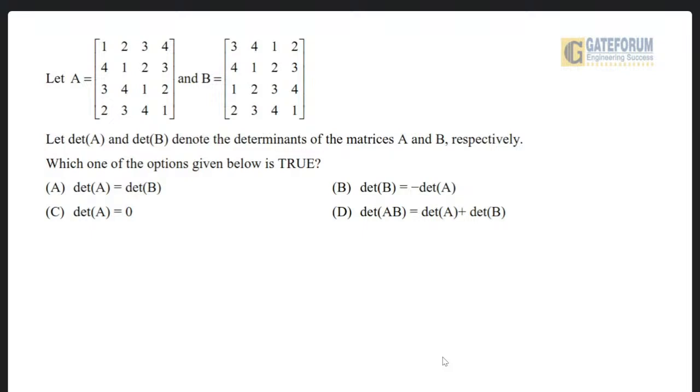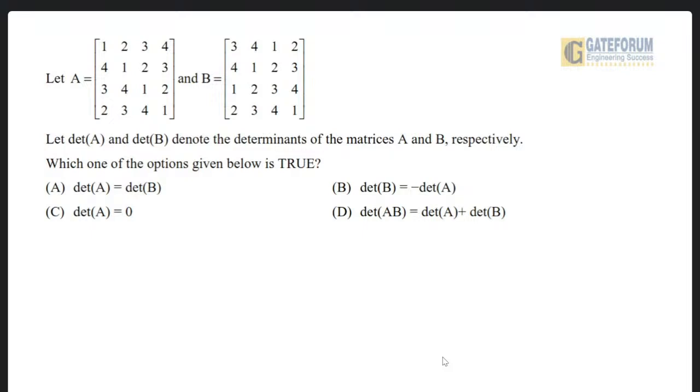this is the determinant symbol, a 4 by 4 matrix: 1, 2, 3, 4. Second row, 4, 1, 2, 3. Third row, 3, 4, 1, 2. Only 4 different elements in each row, arranged in different ways: 2, 3, 4, 1. So applying the interchange of two rows, R1 interchanges with R3. Okay, this is what I'm applying.